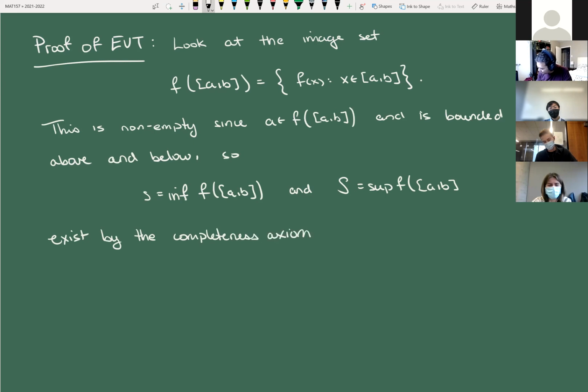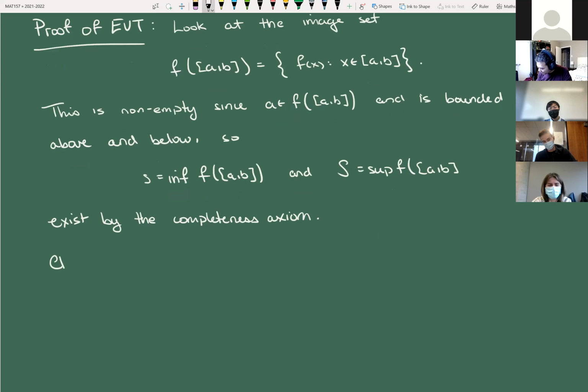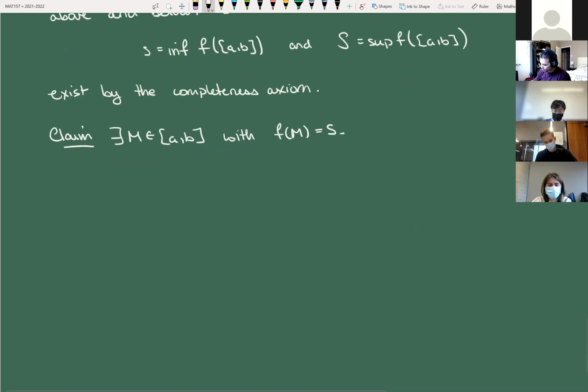Okay, so by the completeness axiom, I claim that there's some value equal to capital S. So there exists M in [a,b] with f of M equal to S, right? Again, I know that because my function is bounded, its supremum exists, but is there actually a number which achieves the supremum? That's what we're trying to prove here. The proof is the same for the infimum, so I'm not going to do that one, but here's the proof for the supremum.